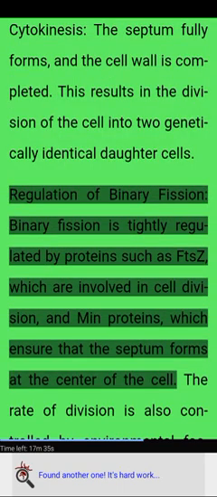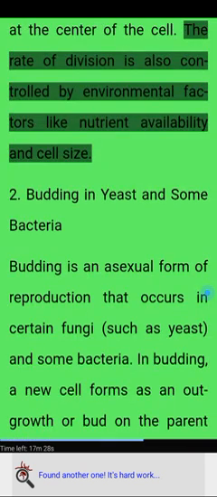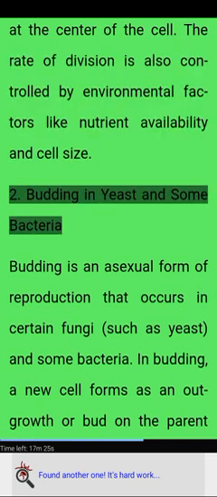Regulation of binary fission. Binary fission is tightly regulated by proteins such as FtsZ, which are involved in cell division, and Min proteins, which ensure that the septum forms at the center of the cell. The rate of division is also controlled by environmental factors like nutrient availability and cell size. 2. Budding in yeast and some bacteria.